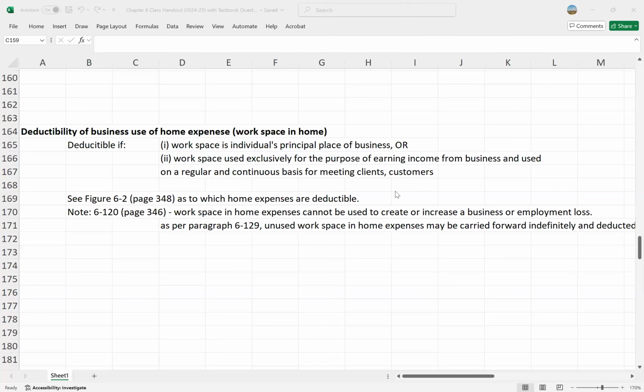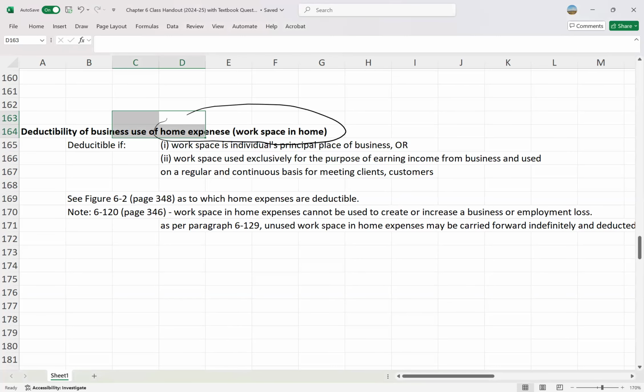What we're going to do next then is look at home office expenses, also known as workspace in-home expenses. So if you're operating a business, let's say a sole proprietorship, and you're using part of your home as a home office, then some of those expenses are deductible provided you meet one of these two conditions.